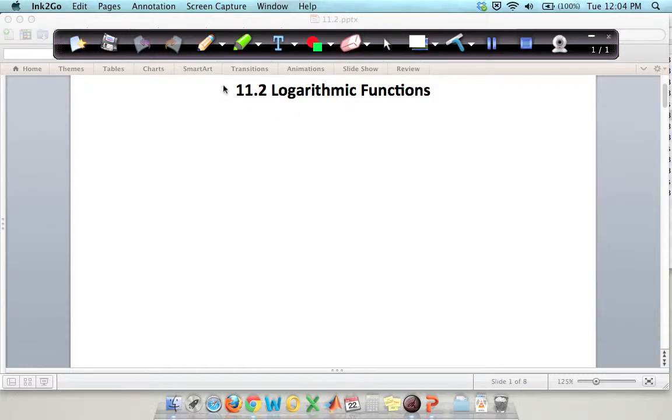In 11.2, we're going to look at what is a logarithm, or what is a logarithmic function. To start, we talked about exponentials last time, and an exponential was f of x. I'm going to write it as y right now because we're going to write the inverse. So the exponential was y, or f of x, equals b to the x power. Okay, a log is basically the inverse of an exponential.